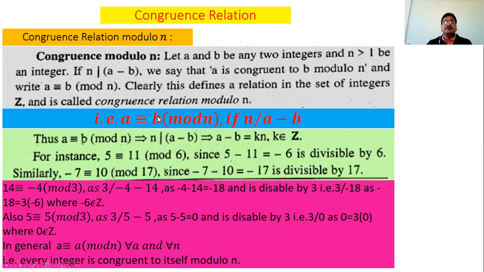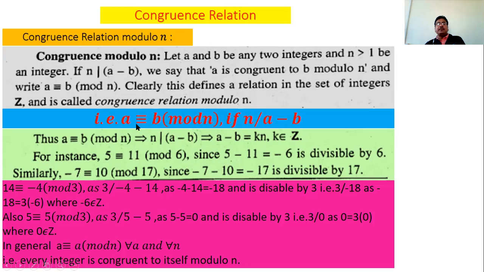And so that is the definition. This relation is called the congruence relation modulo n. Just remember this definition: a is congruent to b modulo n if n divides a minus b. If n divides a minus b, then we say a is congruent to b modulo n. This is written with the notation a, three lines, b in round brackets mod n, read as a is congruent to b modulo n.